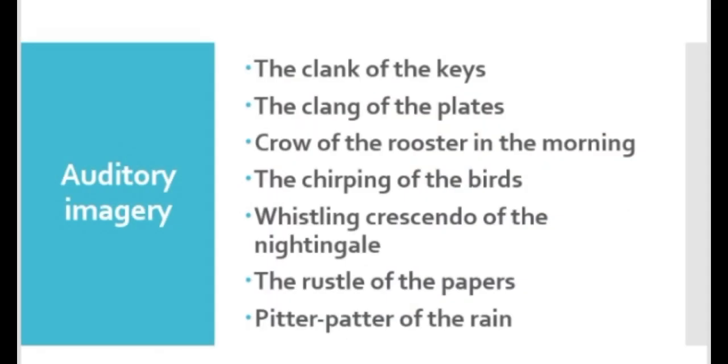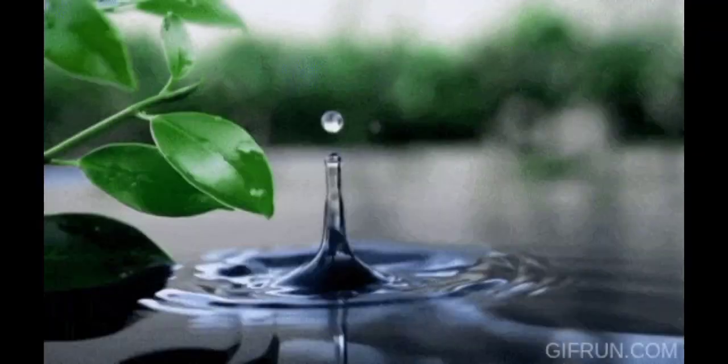There are also examples of auditory imagery: the clank of the keys, the clang of the plates, the crow of the rooster in the morning, the chirping of the bird, the whistle of the nightingale, the rustle of the paper, and the pitter-patter of the rain.